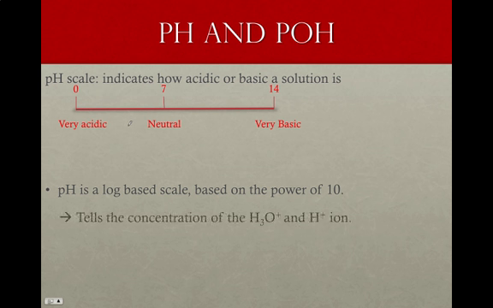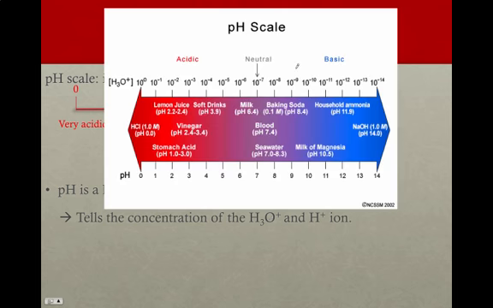Which means that that power of 10 is really the concentration of the H3O+ or hydronium ion, or the H+ ion or protons. Remember that the H3O+ and the H+ are basically the same thing. So if we look here, this is a larger picture of the pH scale, a little bit more detail to it. If we look at the top part here, we have the H3O+ concentration.